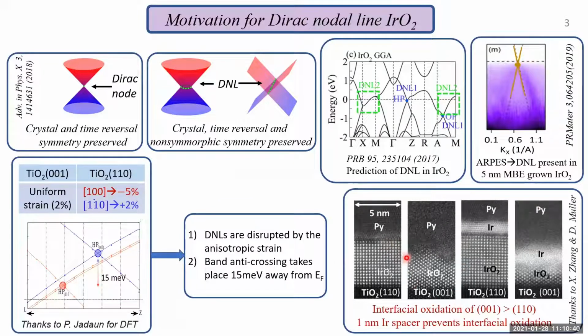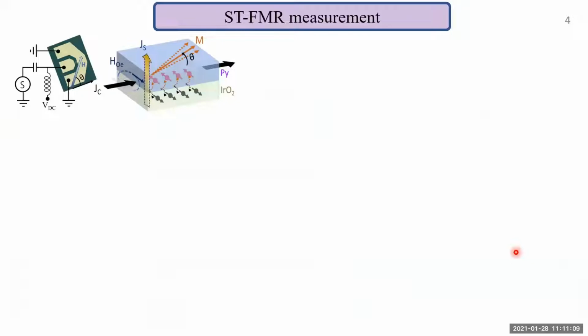This happens quite a bit for 001 oriented films, because the uncoordinated oxygen atom density is more for 001 oriented films. So if we have interfacial oxidation, that will make the interface bad. To avoid that situation, we have inserted a very thin iridium spacer. Okay, so now let's talk about the measurement technique.